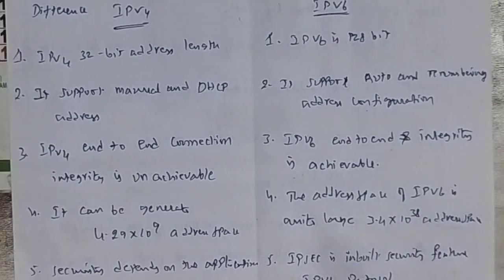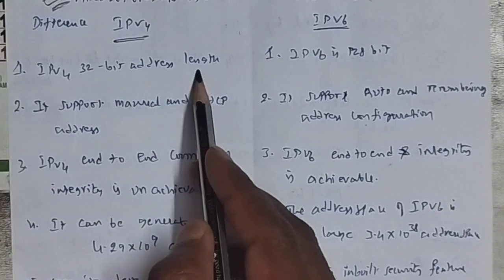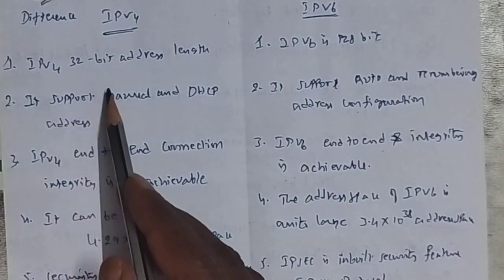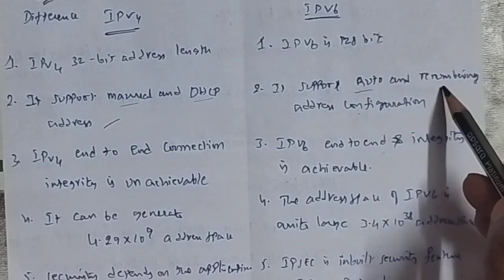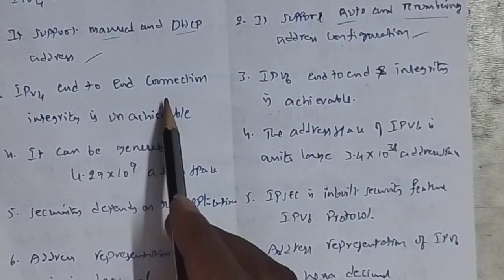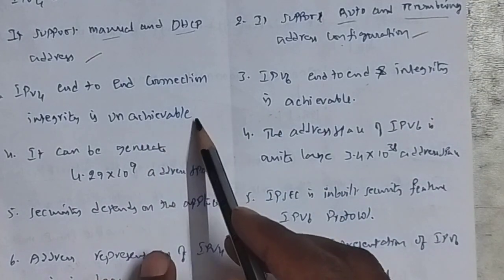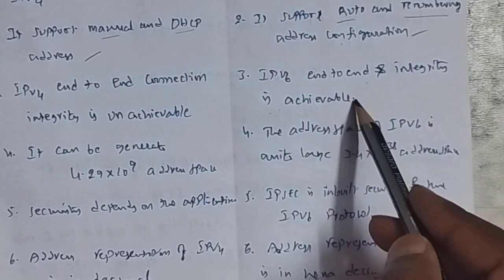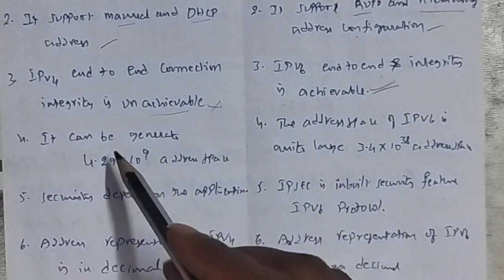And what are the differences between IPv4 and IPv6? In IPv4 we use a 32-bit address length, and in IPv6 we use a 128-bit address. IPv4 supports manual and DHCP address configuration, and IPv6 supports auto and renumbering address configuration. In IPv4, end-to-end connection integrity is unachievable. In IPv6, end-to-end connection integrity is achievable.